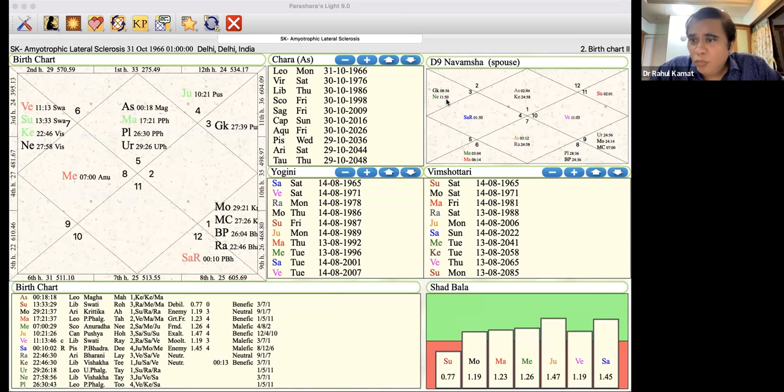Now, what else is looking at Gulika? If you see Gulika, now Gulika is in the 12th position from the 6th lord in D9. This is important. It's in the Vyayasthana from Saturn. If Saturn is in Cancer, Gulika is in Gemini. So that is something which is not really good. Now, the lord of this 11th house, lord of Gemini, is Mercury.